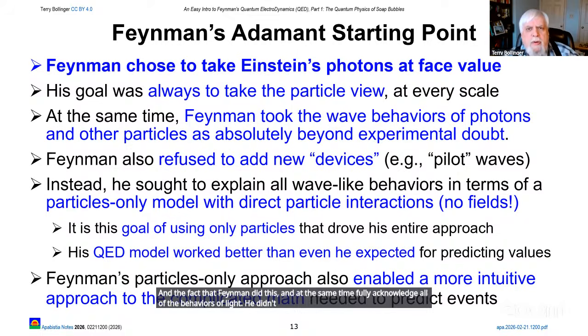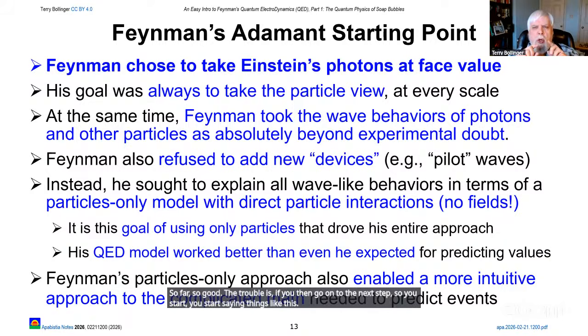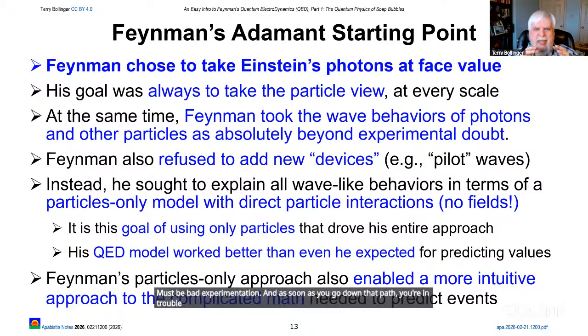there's an easy thing to do in research, which is this. You look at an idea and you say, this is important. Particles, photons are particles. So far, so good. The trouble is, if you then go on to the next step and start saying things like, everything where it doesn't look like a particle must be bad experimentation. As soon as you go down that path, you're in trouble because it doesn't work that way. You've got to look at the full set of experiments and say, what does it all do?